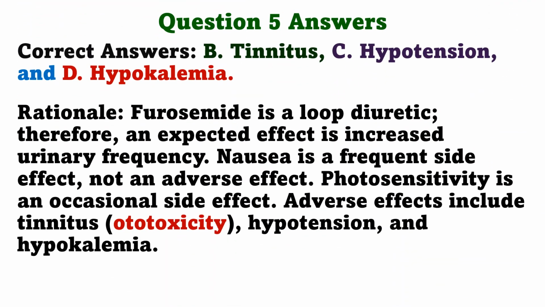The correct answers are B. Tinnitus, C. Hypotension, and D. Hypokalemia. Rationale: furosemide is a loop diuretic, therefore, an expected effect is increased urinary frequency. Nausea is a frequent side effect, not an adverse effect. Photosensitivity is an occasional side effect. Adverse effects include tinnitus, hypotension, and hypokalemia.